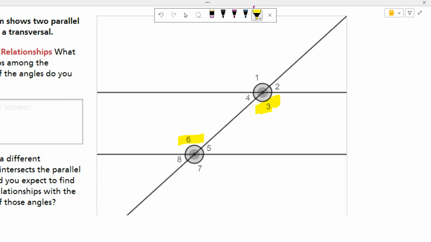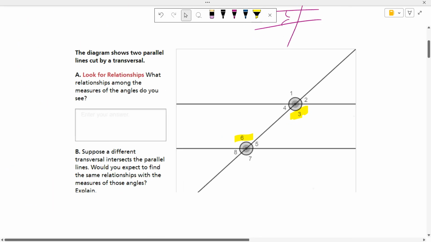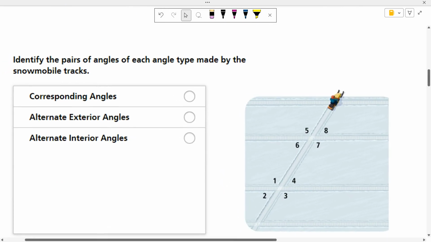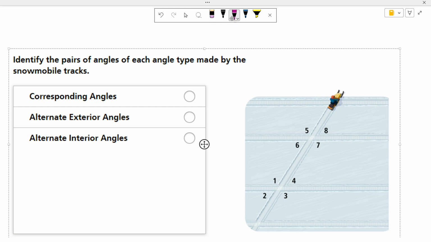Excuse me. Because they're on opposite sides of the transversal to the insides of the two lines. Alternate interior angles. Okay, once you know the relationships, this chapter is easy peasy lemon squeezy. Okay, so corresponding angles. We have 4 sets of corresponding angles here. What's one set of corresponding angles that you see, Jalen?